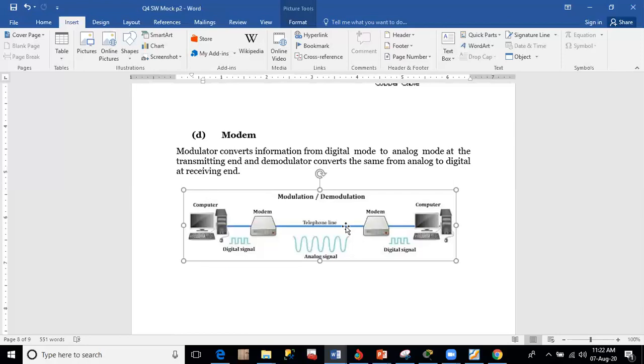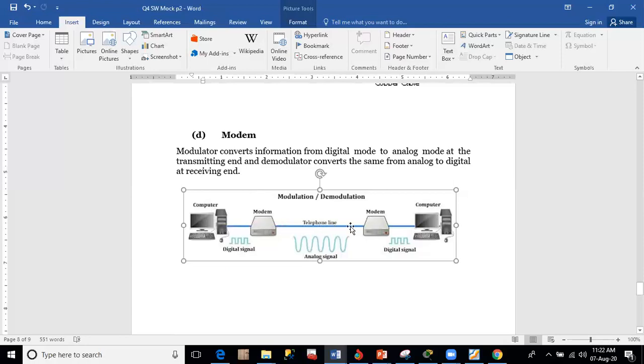So what you have to do is you take a modem and place it at the end of the transmitting device that will convert the digital signal into an analog signal to be transmitted via the cable. At this point, it's called modulation, where the digital signals are converted to analog signals. So these analog signals now will move through the cable.